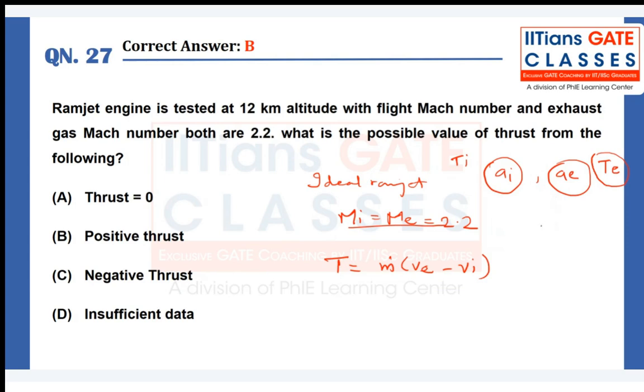So if you see gamma R TE, even if we assume gamma R to be the same as that of the inlet, we will get AE more. So we will get VE also more, because VE is nothing but ME times AE. VE will always be greater than VI. Hence, we will always produce positive thrust. That is the answer B.